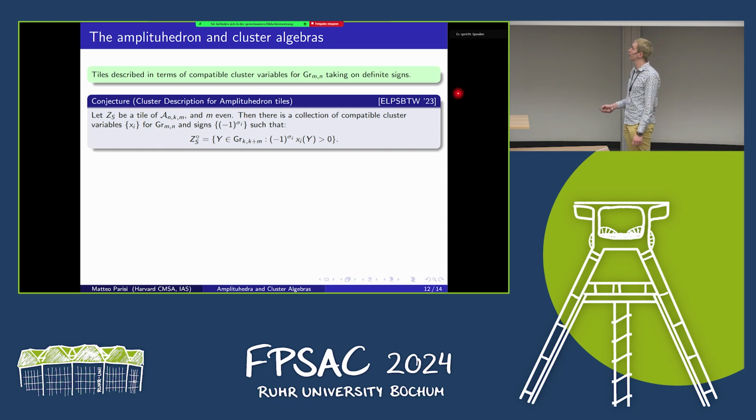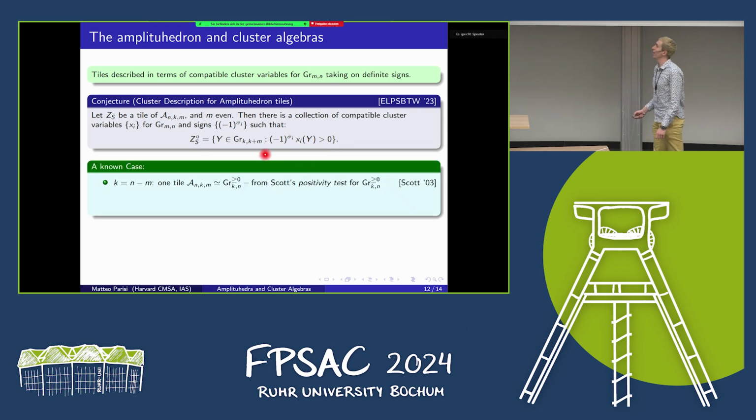The main conjecture from the paper is that if Z_S is a tile of the amplituhedron A_{n,k,m}, for even m, then there is a collection of compatible cluster variables for the Grassmannian m, n and some signs such that the interior of the tile is the locus in the Grassmannian k, k plus m where all these cluster variables have a prescribed sign. So (-1)^{sigma_i} is the sign for these cluster variables.